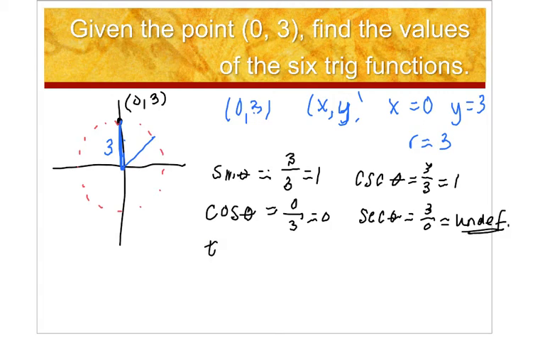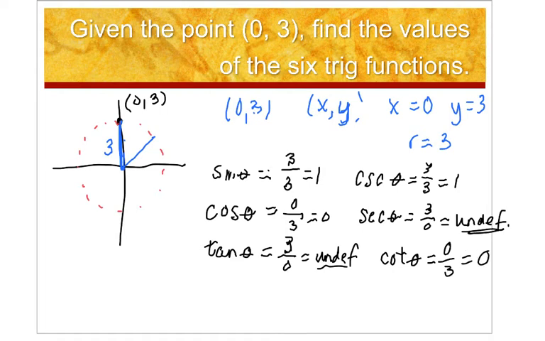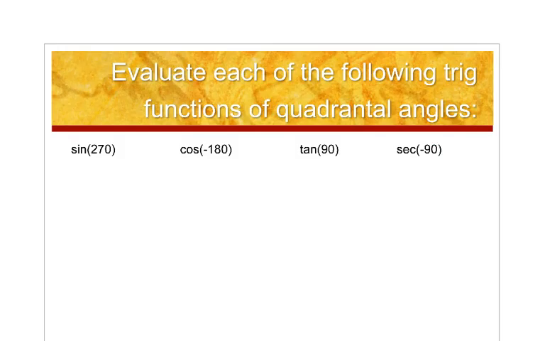Our last two, tangent of theta is y over x. So that's 3 over 0. That is undefined. Its reciprocal is cotangent. Cotangent is x over y, that's 0 over 3, so the cotangent value here is 0. So those are the values of my 6 trig functions, given the point 0, 3, a point on the y-axis.